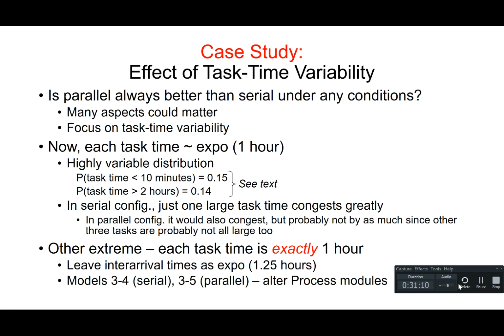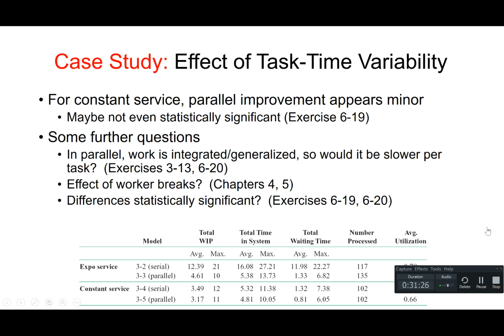In this case here, you leave the interarrival times as the expo of 1.25 hours, and then a series system will be very effective when there's very little variability. For constant service, a parallel improvement appears minor, maybe even not statistically significant. So further questions that we could go into without diving too deep into here.